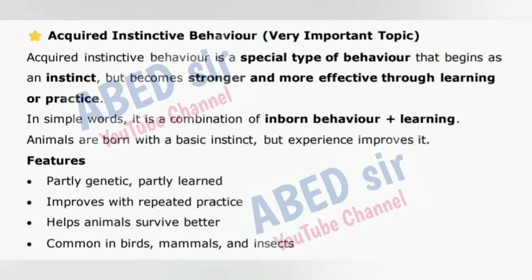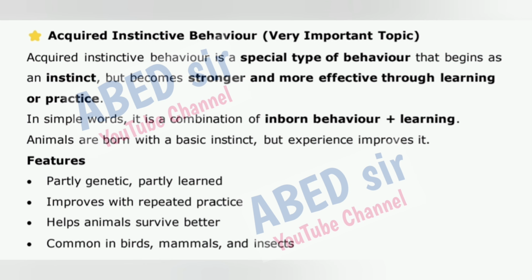Acquired instinctive behavior, very important topic. Acquired instinctive behavior is a special type of behavior that begins as an instinct but becomes stronger and more effective through learning or practice. In simple words, it is a combination of inborn behavior plus learning. Animals are born with a basic instinct, but experience improves it.